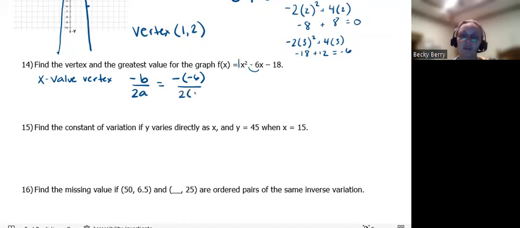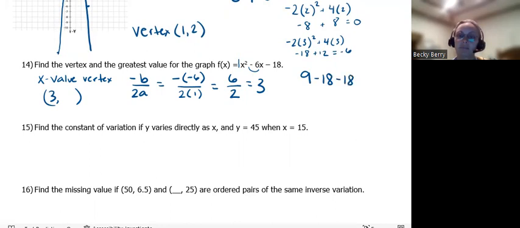So 2 times 1. So again, my top is a +6. My bottom is 2. When I divide this out, I get 3. That's my x value. I still have to find what the y value is. And I find that by plugging in 3 for my x. So 3 squared is 9. -6 times 3 is -18, and then another -18. -18 and -18 is a -36. 9 minus 36 will be -27.